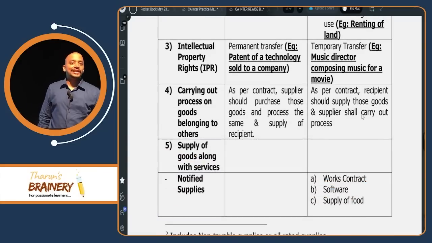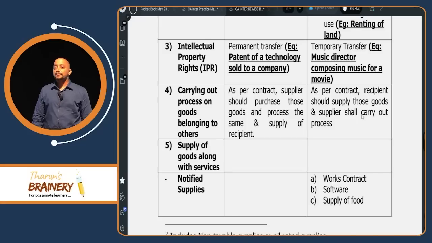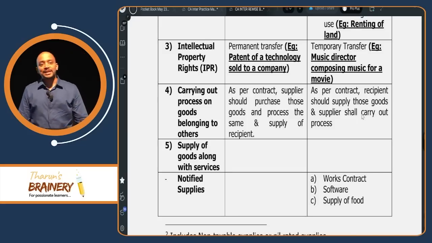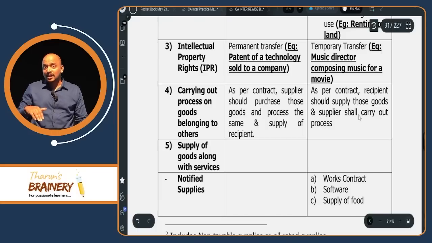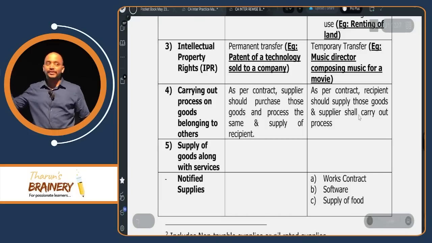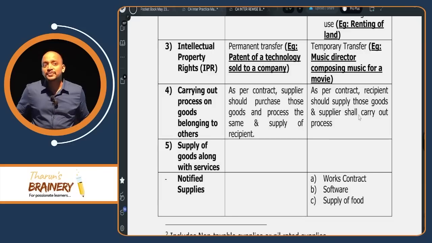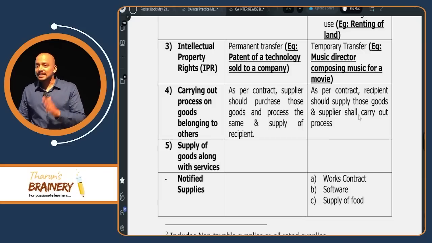Then intellectual property rights. What are intellectual property rights? Patent, trademark, copyright, etc. Permanent transfer of intellectual property rights will come under supply of goods and temporary transfer of intellectual property rights will come under supply of service. A music director composes music for a particular movie and gets some money from the producer, and that music he can even use for some other movie also. Now is it permanent transfer or temporary transfer? Temporary transfer. So that will become supply of service.